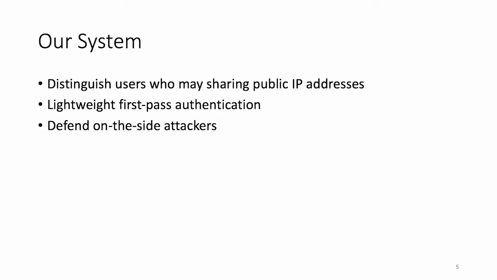Our system is designed to help organization networks recognize an individual user, even though they share IP addresses with others, or they have very dynamic public IP addresses. So our system is more like providing first-pass authentication information that can help organizations with authentication. The robust authentication is left to the application layer. So our system is designed to defend against off-path attackers instead of on-path attackers.